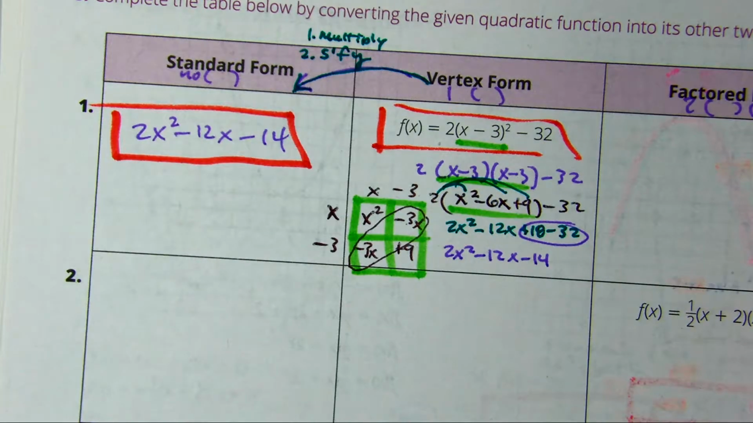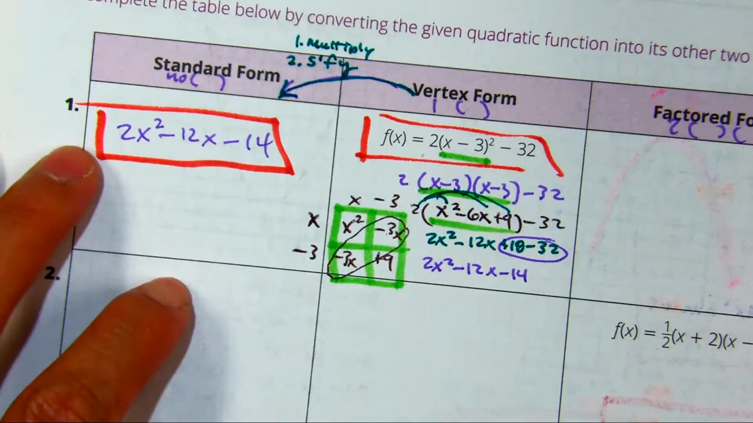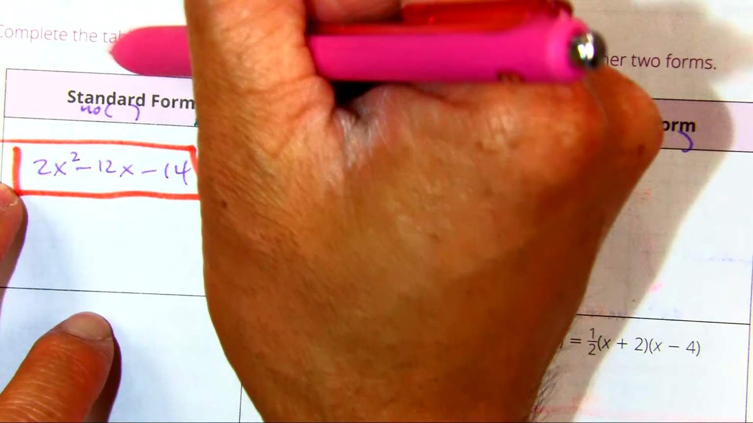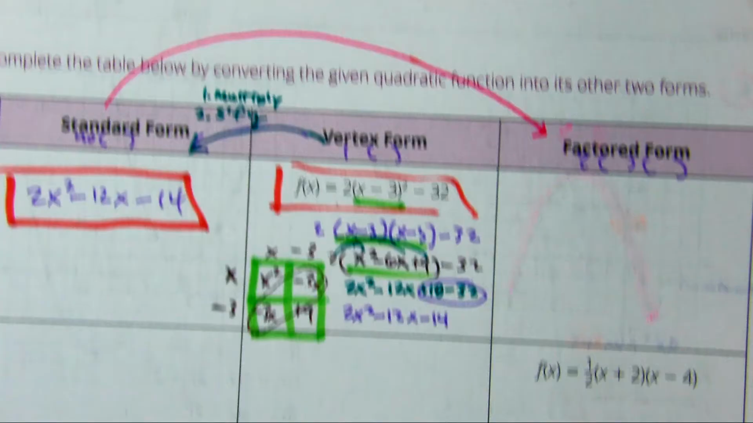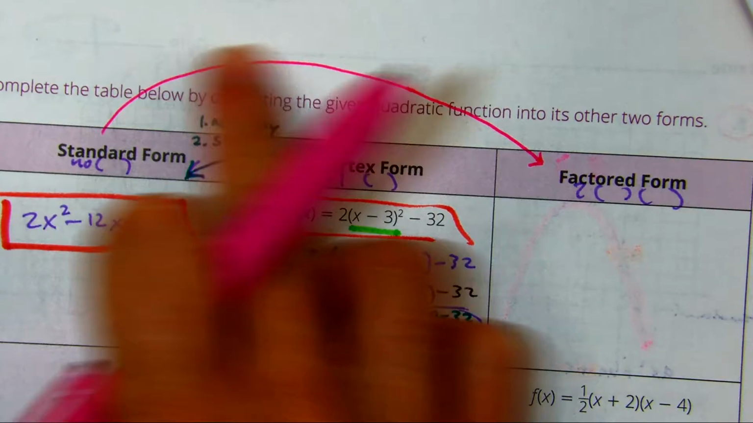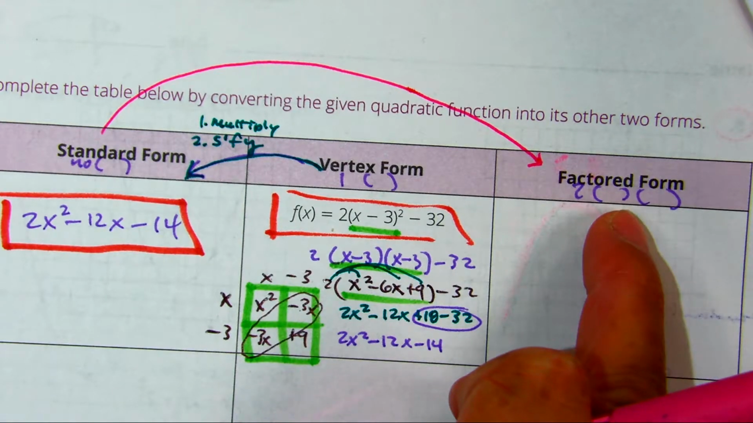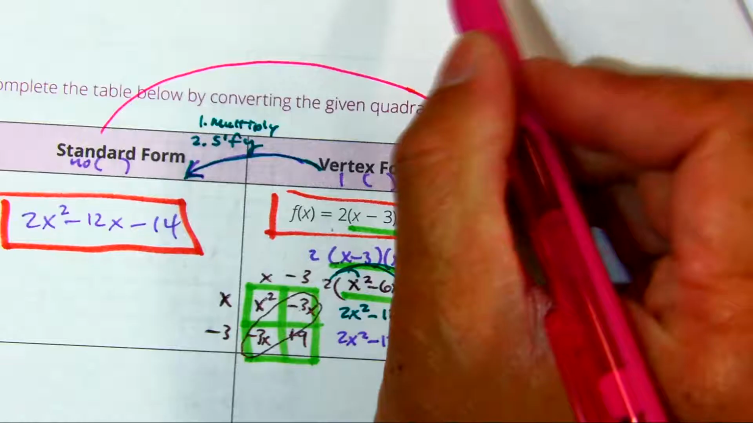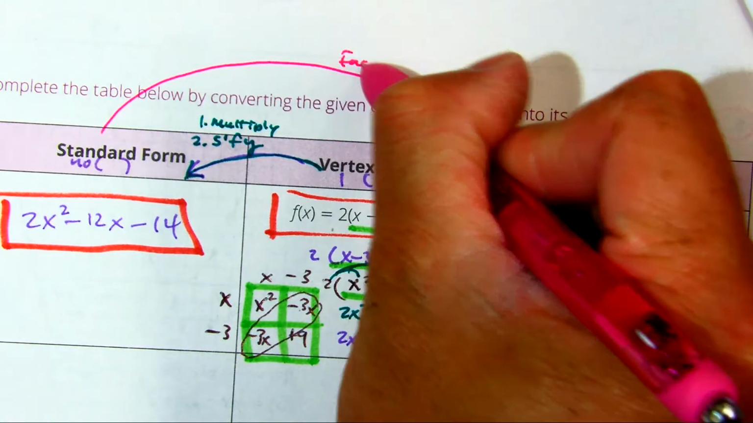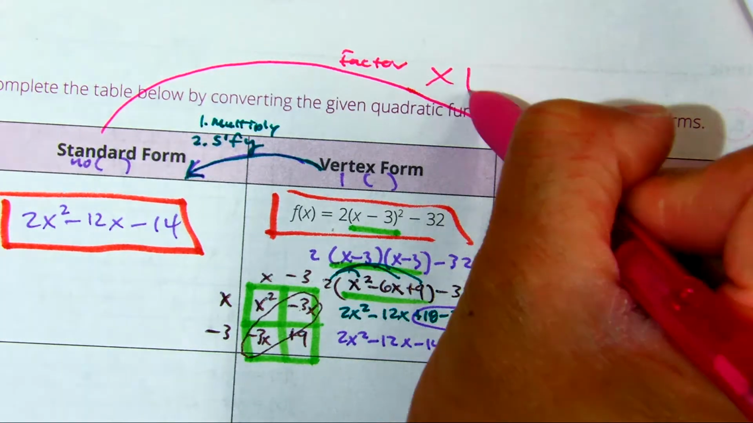Okay, question. How do I go from standard form to factor form? How do I get parentheses? How do we get two sets of parentheses? We have to do what? Factor. How do we factor, class? We're going to have to use the X and the box. Let's see if we can do that.